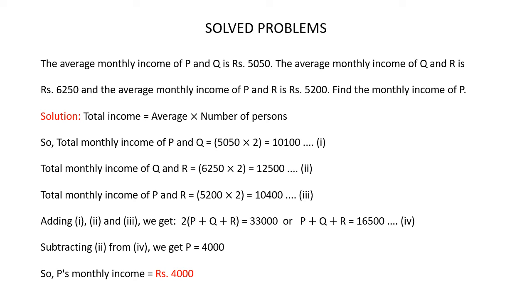Now here you are asked to find the monthly income of P. So you have to eliminate Q and R from this equation. To do that, you can subtract equation 2 from equation 4. On subtracting equation 2 from equation 4, you will get P is equal to 4,000. So P's monthly income is 4,000 rupees.